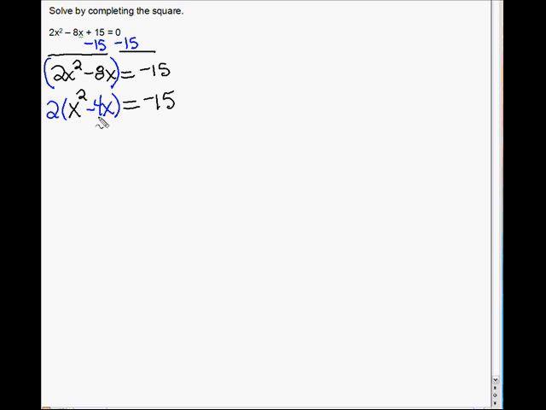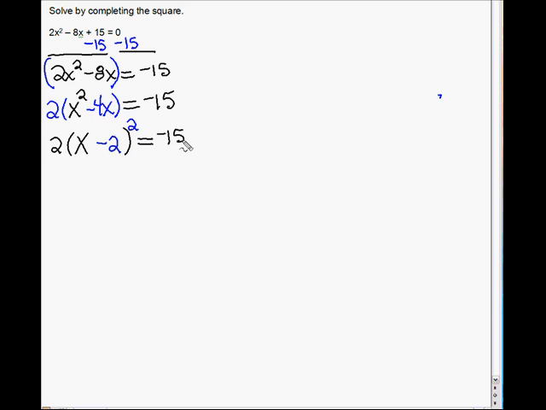So for our next step, we still have the 2 and the parentheses, but I'm trying to complete the square. So the exponent 2 is going to come outside the parentheses when I complete the square. Now we take half of that coefficient. Half of negative 4 is negative 2. So we have our x, but the exponent is no longer with the x because the exponent is outside the parentheses. We have x minus 2, the quantity squared, which is being multiplied by 2, is no longer equal to negative 15 unless we keep the balance.